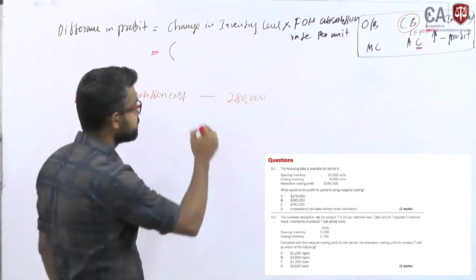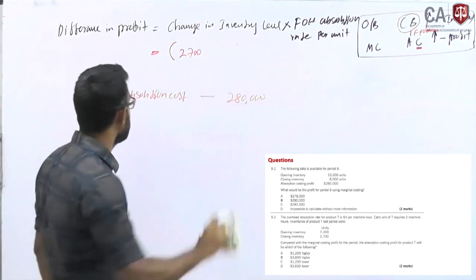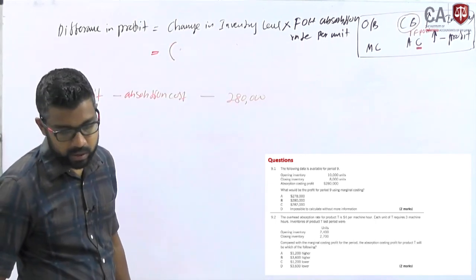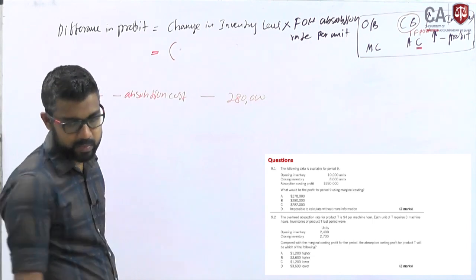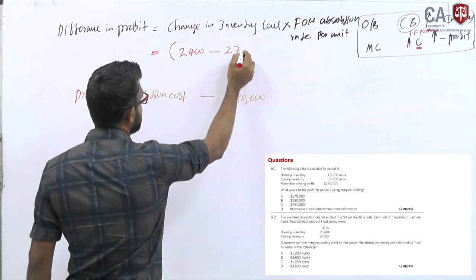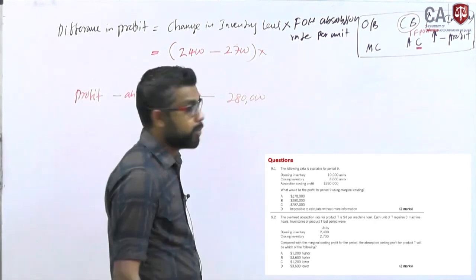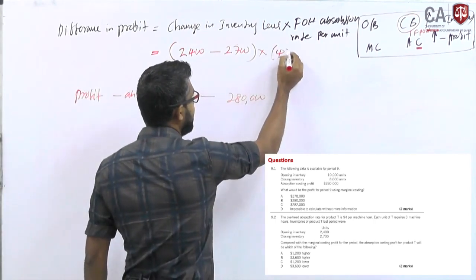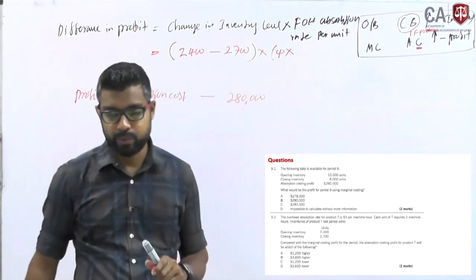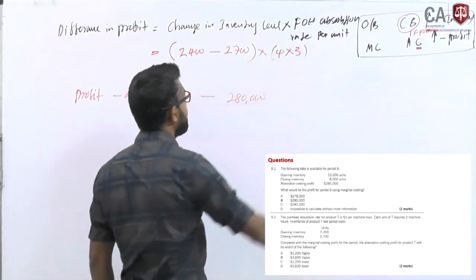Change in activity level, how much? 2,700 minus 2,400. It's better to always take one way, right? Opening minus closing. 2,700 into the absorption rate they have given, how much? 4 per machine hour, and 3 machine hours are required. This is the absorption rate, 12.